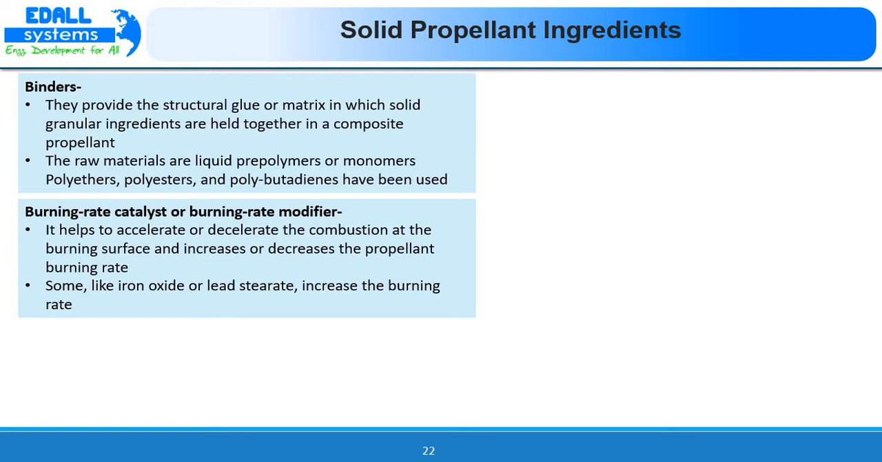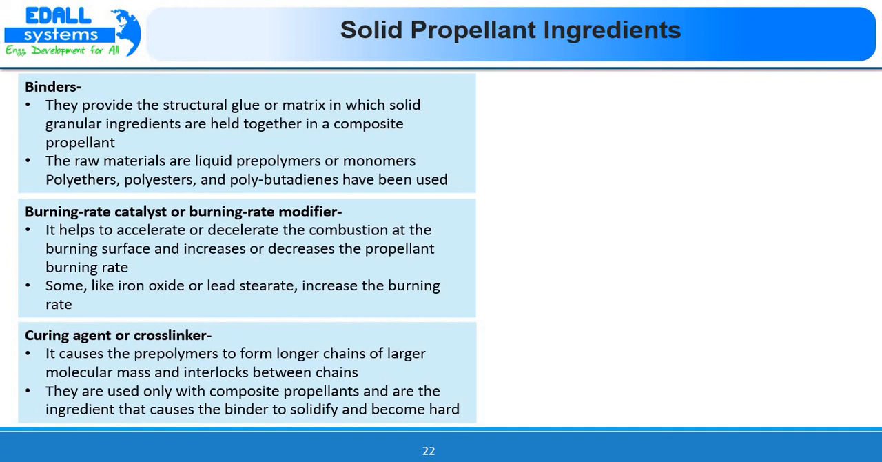Then the next one, that is burning rate catalyst or burning rate modifier. It is mostly used to modify or improve the burn rate. That is, it helps to accelerate or decelerate the combustion at the burning surface and increases or decreases the propellant burning rate. Some, like iron oxide or lead citrate, increase the burning rate. These are examples of burning rate modifiers.